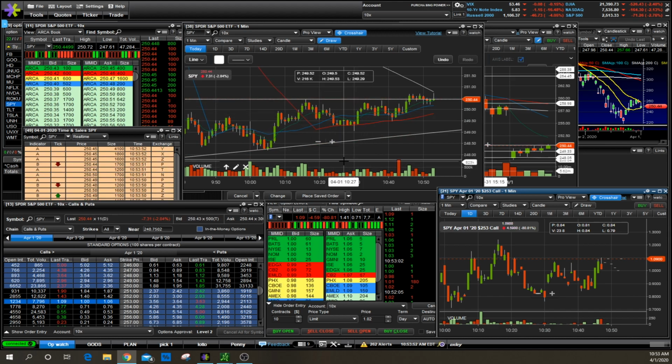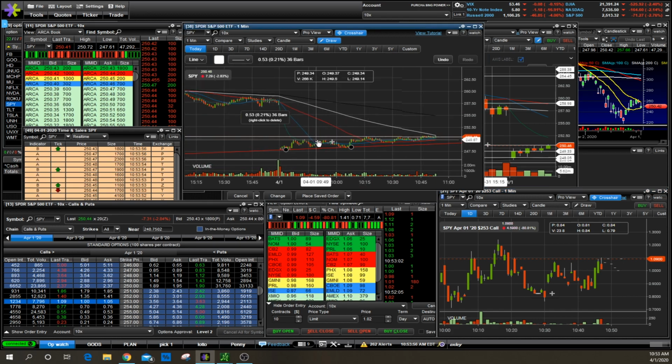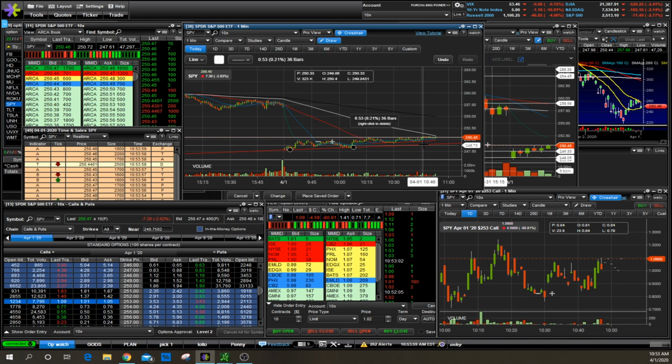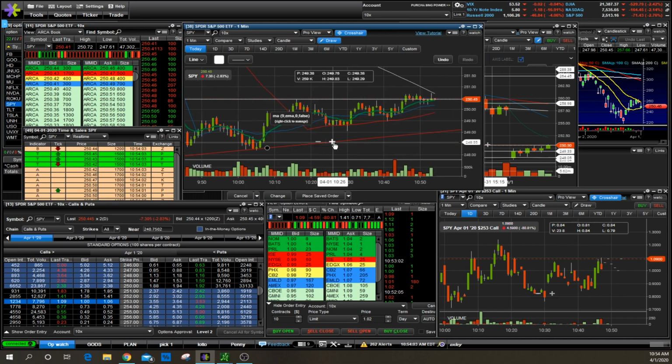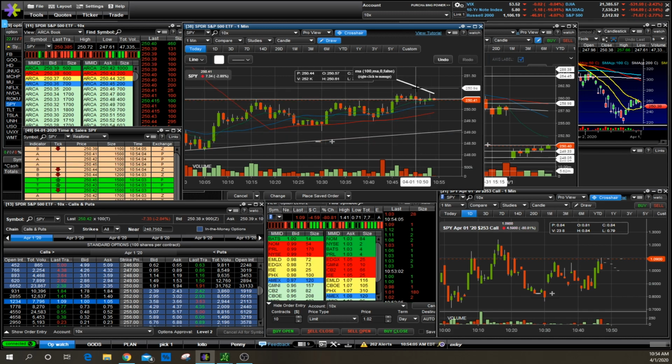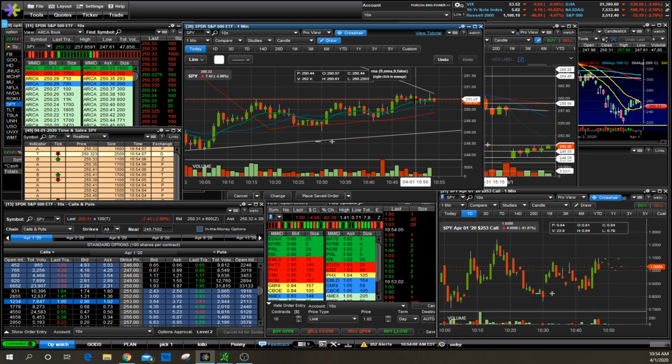Watching the S&P 500. Pretty nasty gap down this morning for any bulls. Trying to trend up though, but definitely have some resistance. Yup, right at the moving average as I thought.